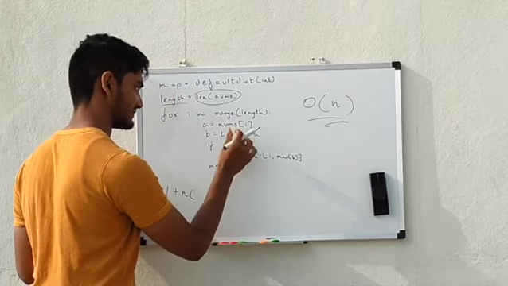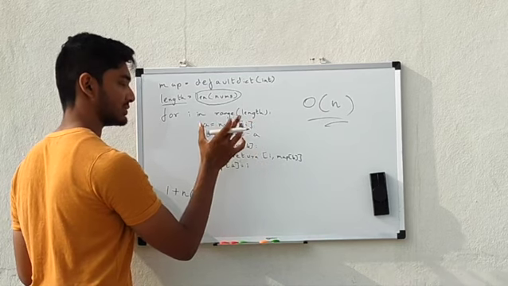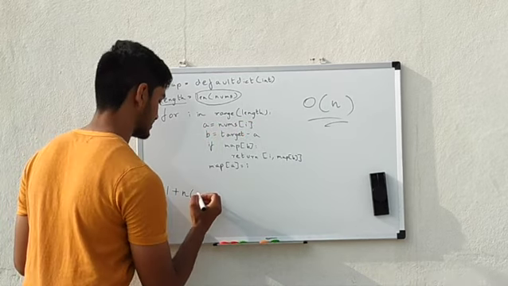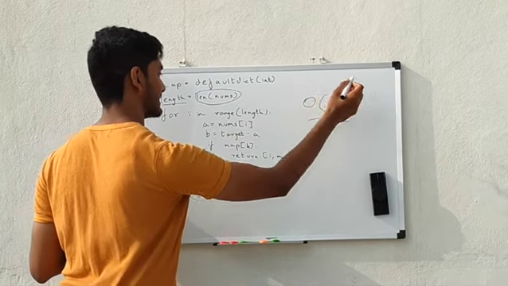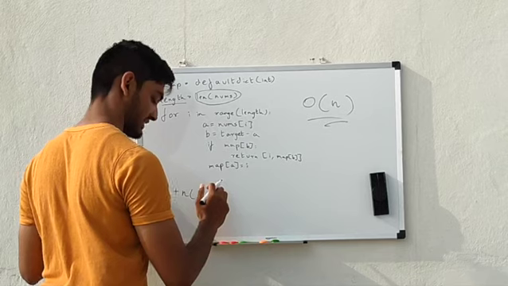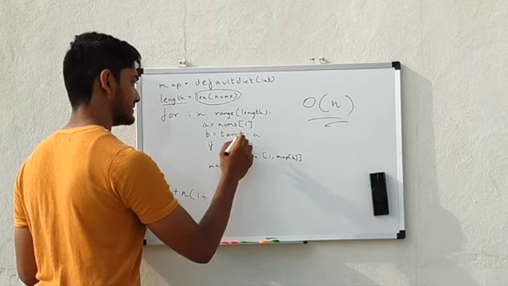A is equal to nums of I. To find nums of I, it's O of 1, but still it takes time. So O of 1. It takes time to find the number from the array. If you have an array, you have to go to the index and find it. So it takes time. B is equal to target minus A.